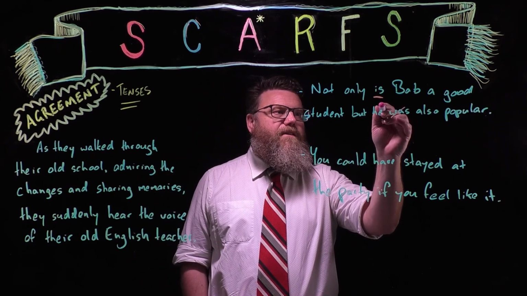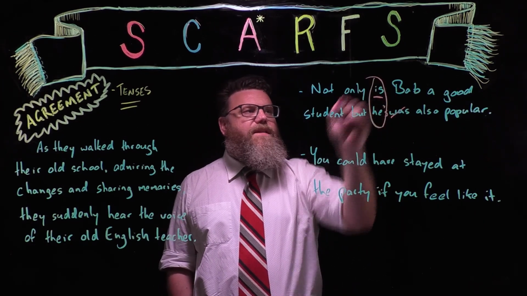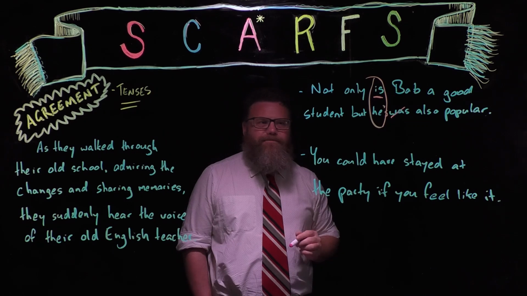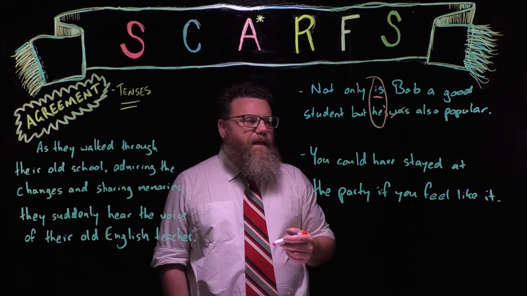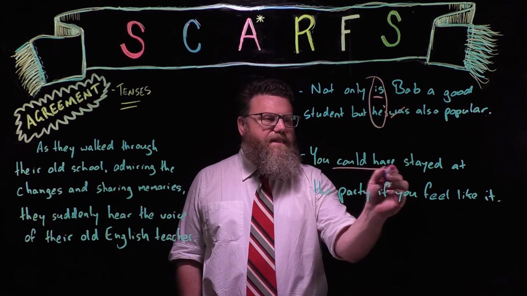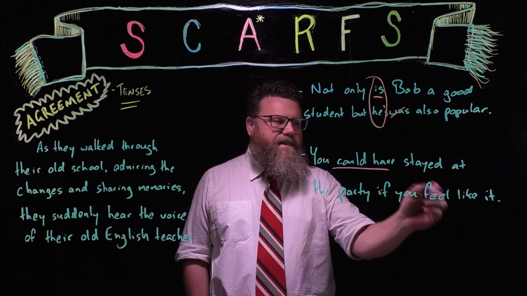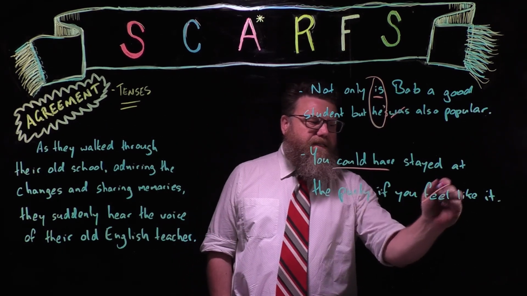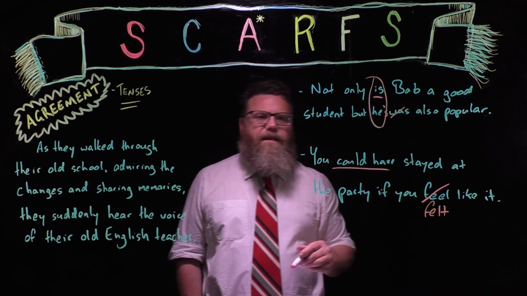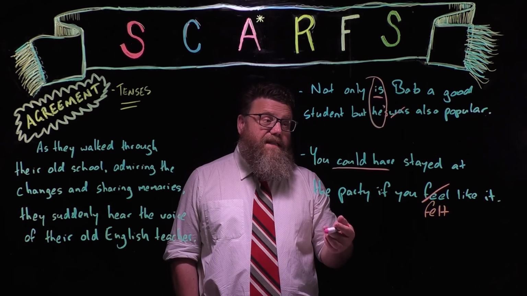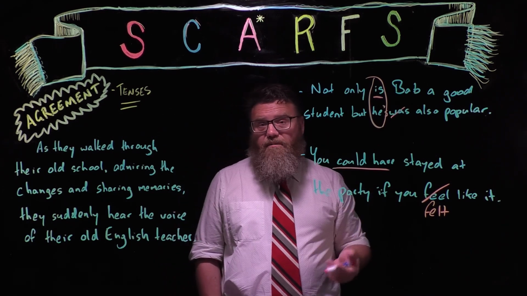Okay, or we could make it the contraction, he's also popular. Okay, so now we've got agreement between these. They're both in present tense. Okay, here's another example. You could have stayed at the party if you feel like it. Okay, so you could have is past tense. So we need to make sure that the end of it is also the past tense, this verb here. So we need to make this felt. That's an easy fix. You could have stayed at the party if you felt like it. Okay, if we wanted it all present tense, it would be you can stay at the party if you feel like it. Okay, then they're both in present tense.